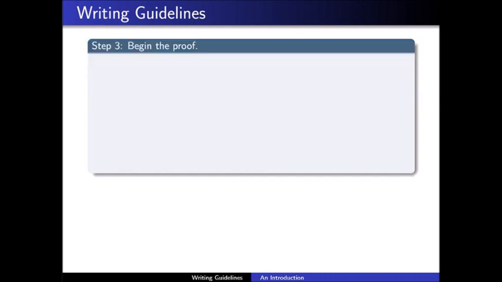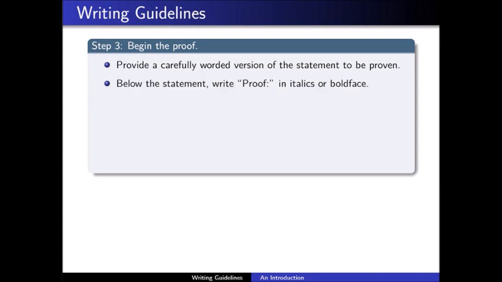The third step is to actually begin the proof. This is where we will begin doing the formal writing. We first want to provide a carefully worded version of the statement that we are trying to prove. Below this carefully worded statement, we actually want to start the proof by writing the word proof. And we want to do this in italics or in boldface, something that sets it apart from the text around it. Immediately following the word proof, we first want to state any assumptions that are to be made for this particular problem.